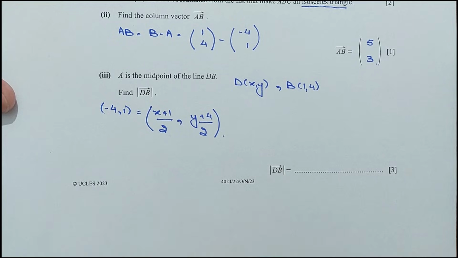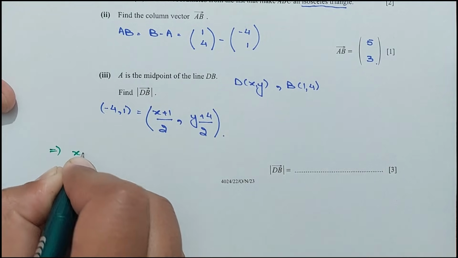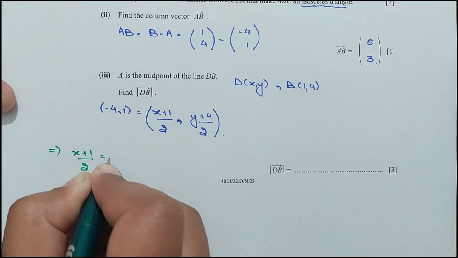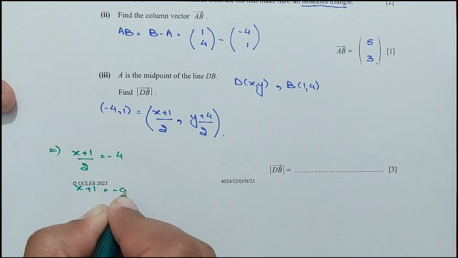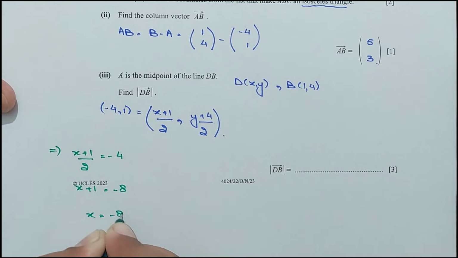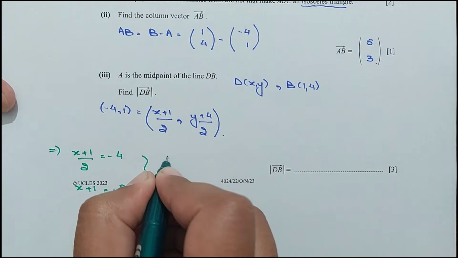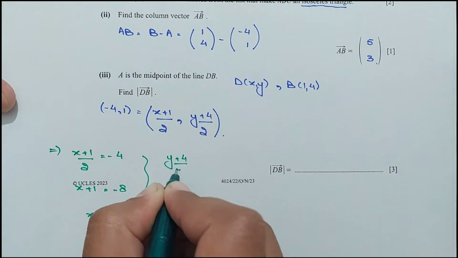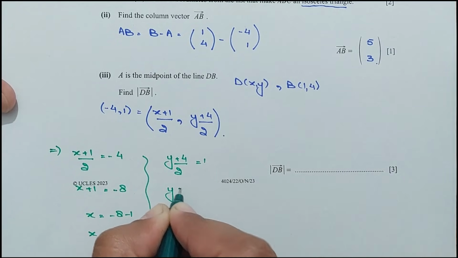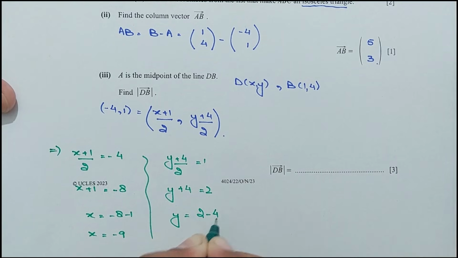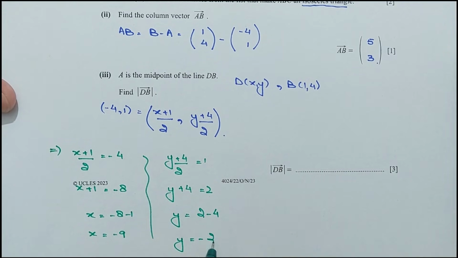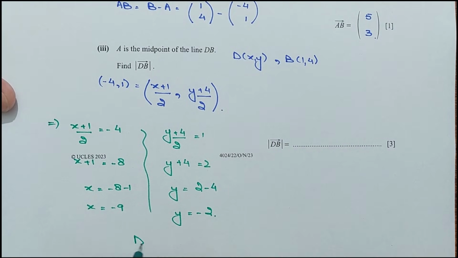Okay, now let me solve for X and for Y, right? So we can say X plus 1 divided by 2 would be negative 4. X plus 1 would be 2 times minus 4, which is minus 8. X should be equal to minus 8 minus 1. X is equal to negative 9. Solving for Y, Y plus 4 divided by 2 is 1. Y plus 4 is equal to 2. So y is equal to 2 minus 4. Y equals negative 2. Right, so we can say the coordinates of D are minus 9 and minus 2.